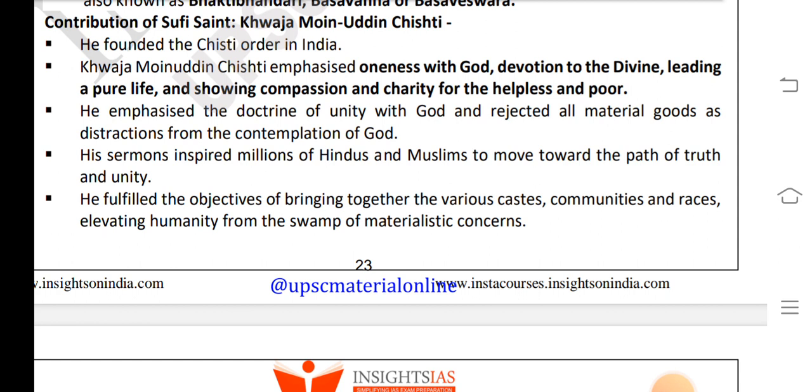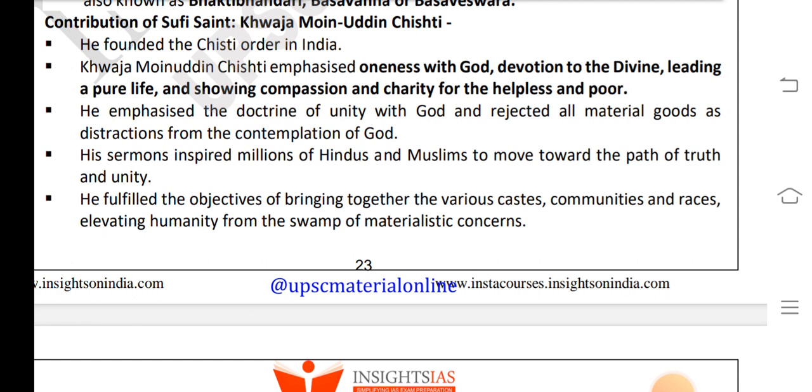Basavanna's literary works include the Vachanas and the Sahityas in the Kannada language. He is also known as the Bhakti Bhandari and the Vaishvana or the Veshvara.